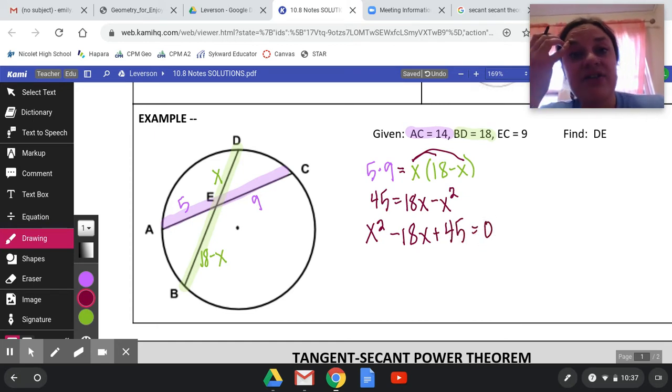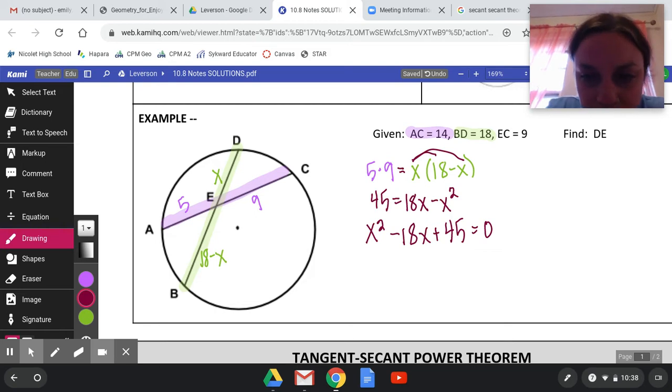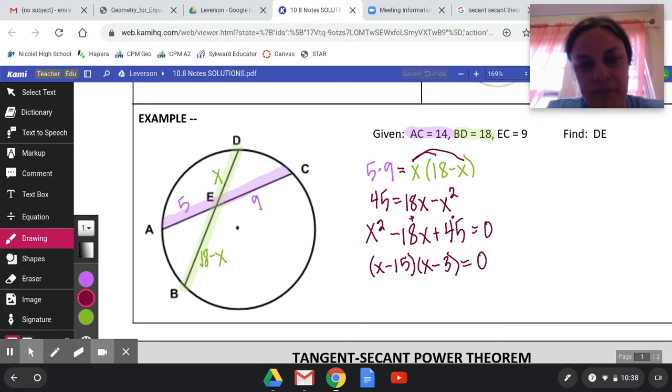Now, you can factor this whatever way you want. I'm just looking for two numbers that multiply to 45 and add to negative 18. So what multiplies to a positive 45 and adds to a negative 18? Those two numbers give x minus 15 times x minus 3, and that has to equal 0. So I'm just factoring it.